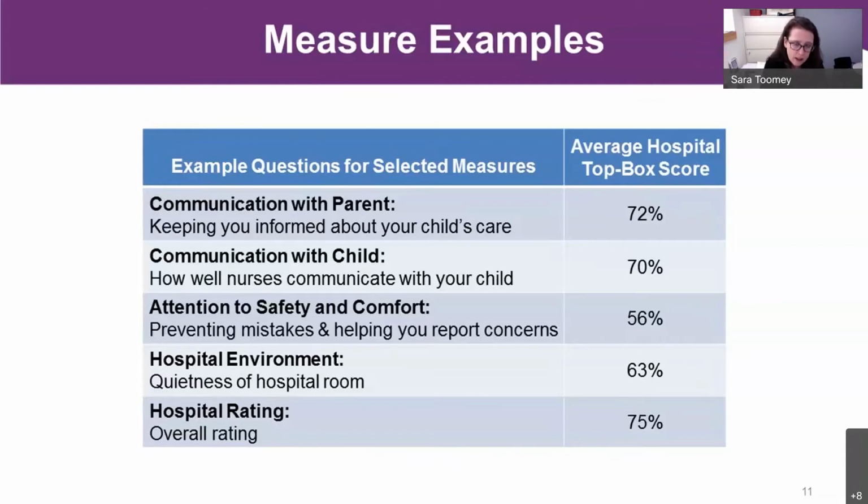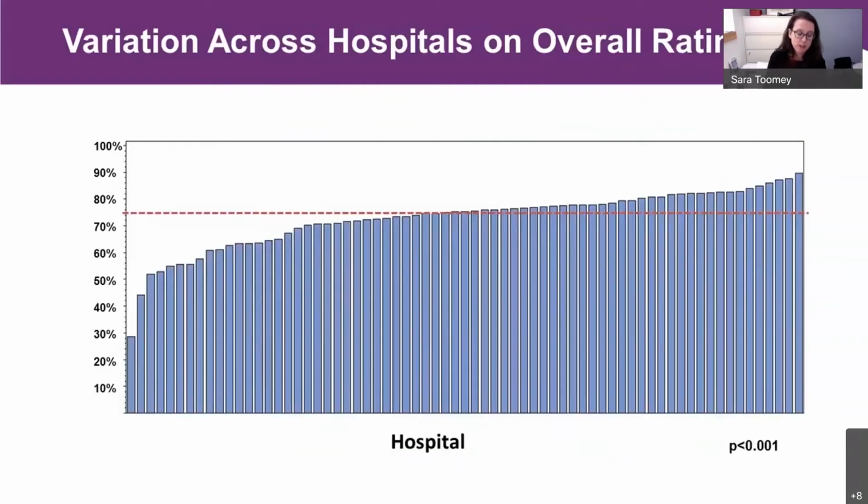Next slide. One other important aspect when you think of any good quality measure is to look to see whether there's variation across hospitals. What this shows, once again from our national field test, is each bar is one of the hospitals that participated. And what you see is there is quite a bit of variability. While the average, as we said before, was 75%, there are hospitals that performed much lower and higher than that average score. And this is statistically significant.